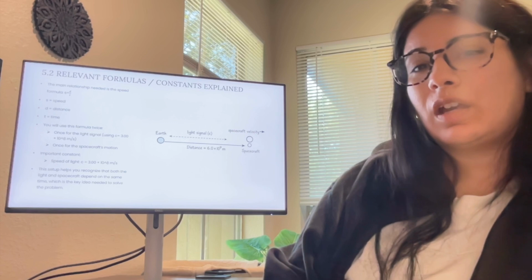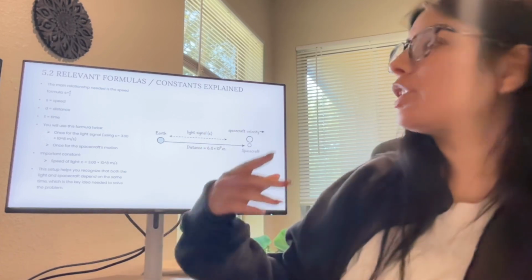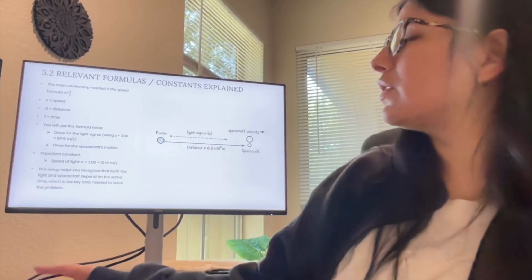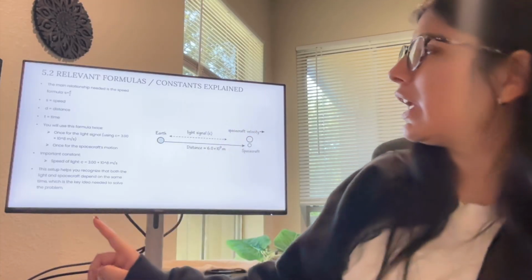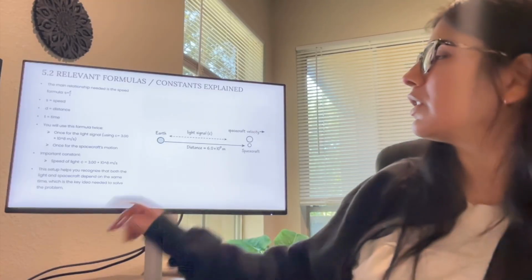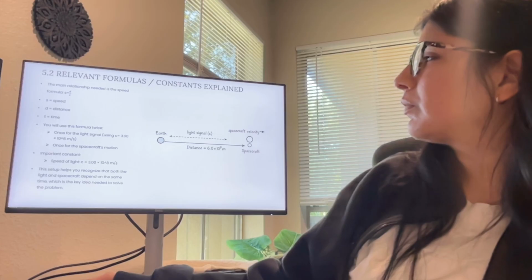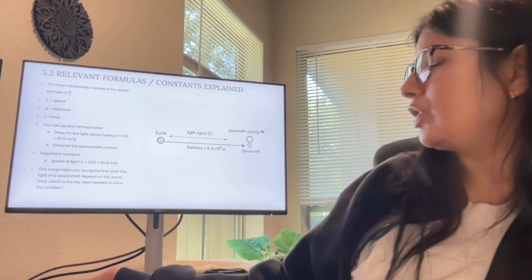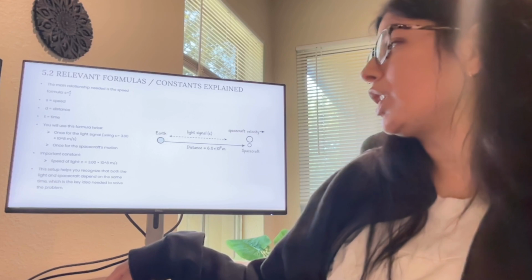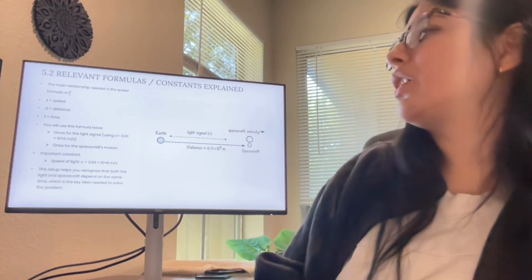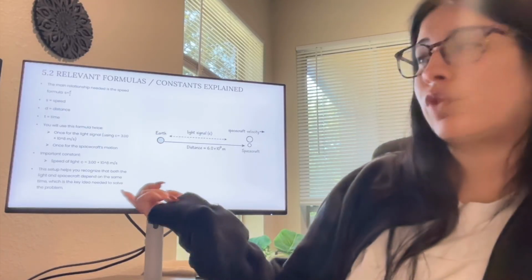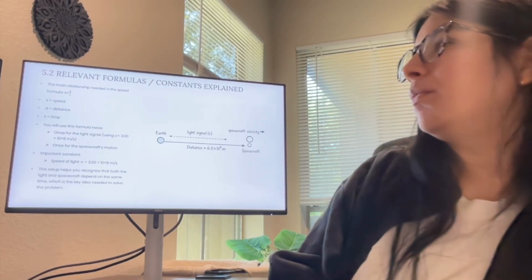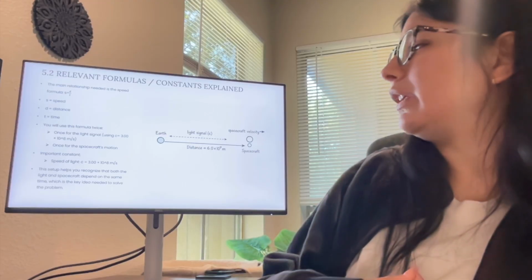So we have one relevant formula, which is speed equals distance over time. And the constants for that is s equals speed, which we have over here, and then d equals distance, which is here, and then t equals time. And then we will also use the constant for speed of light, which again I'll tell you is 3 times 10 to the 8th power meters per second. And we use the speed formula twice, once for the light signal and again for the spacecraft. But yeah, the most important constant would be the speed of light.